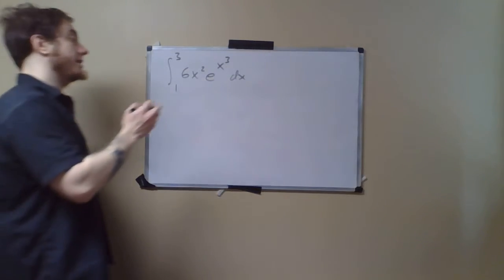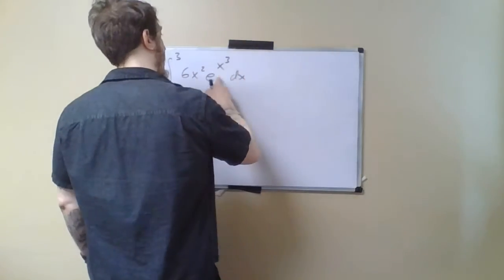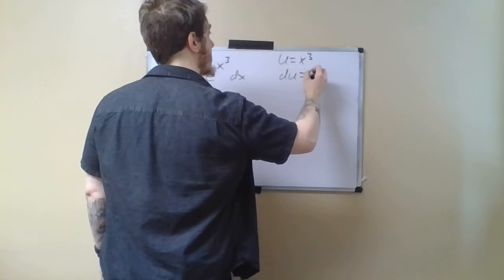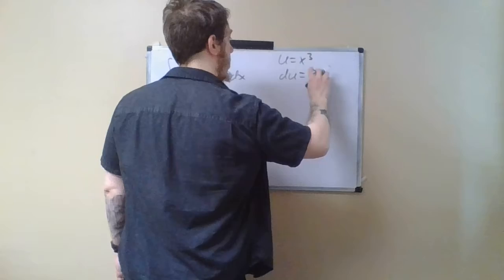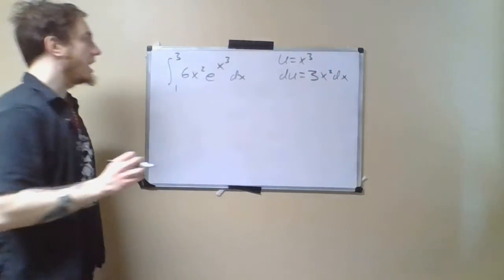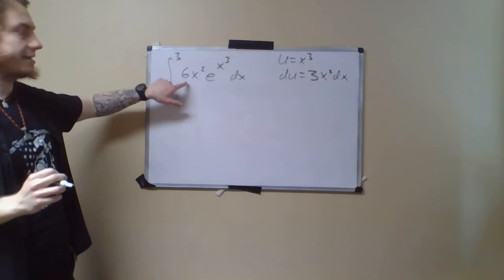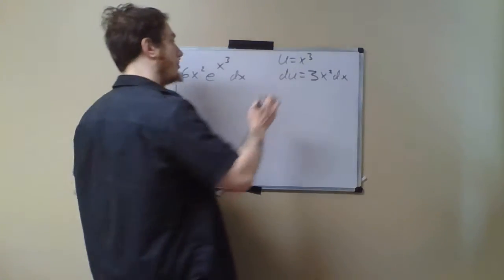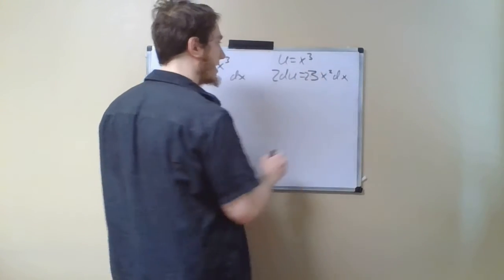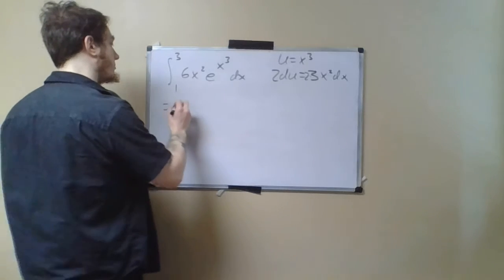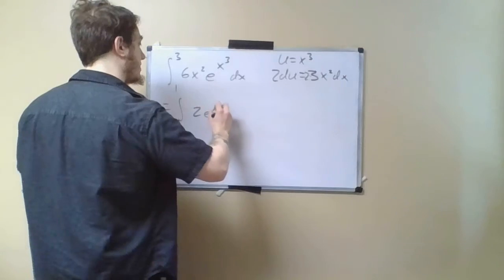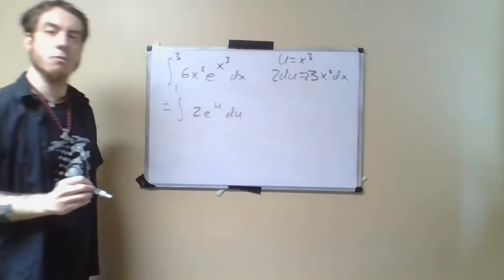So let's see what we get here. As I see it, if I take u to be equal to x cubed, then du becomes 3x squared dx. And I don't have a 3x squared dx, I have a 6x squared dx, but that means that 2 du is 2 times 3, which is 6x squared dx. So this is going to become an integral of 2e to the u du.